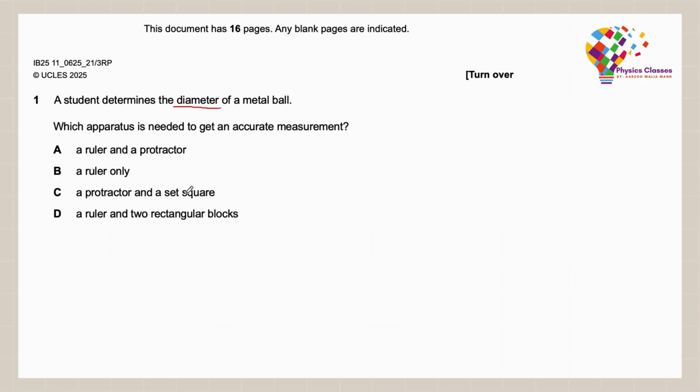So let's look at what all options are given to us. There's a ruler, there's a protractor, there's a set square, and there are rectangular blocks. We have to have a little bit of idea about the fact that a ruler is used to measure length only, right? A protractor can help you measure the angle. A ruler will help us measure the length, so that is what relates to the diameter. A protractor has no use over here because it can only help us measure the angle, and while measuring the diameter of the metal ball, the angle is not required. So the protractor is out of the question, therefore option A and option C are out of the question.